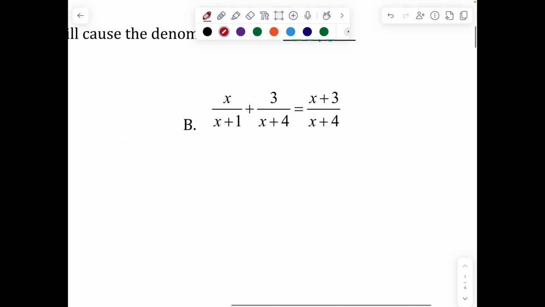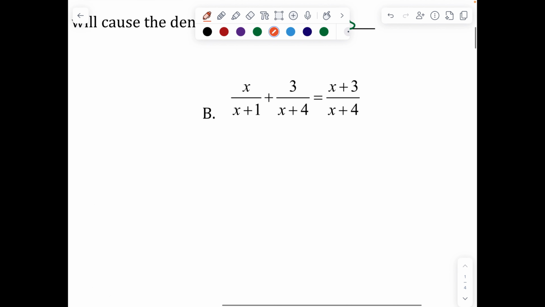Okay, let's look at B. So here again, we don't have any denominators that need factoring. So I see x over x plus 1 plus 3 over x plus 4 is equal to x plus 3 over x plus 4. So my LCD here is going to be our x plus 1 times our x plus 4.